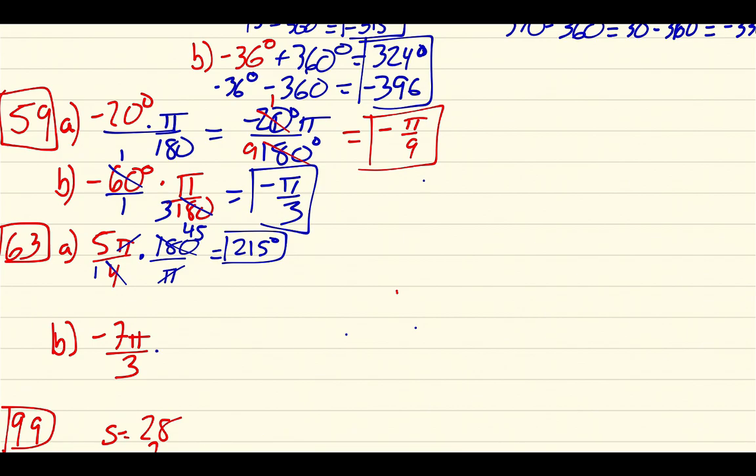Negative 7 pi over 3, similarly, we're going to multiply by 180 over pi. The pi's cancel out. The 3 and the 180 we can reduce to 1 and 60. So we effectively end up with negative 7 times 60, which is negative 420 degrees.